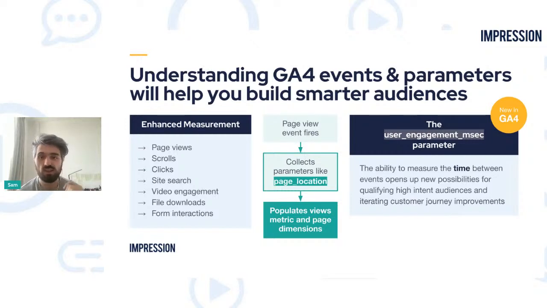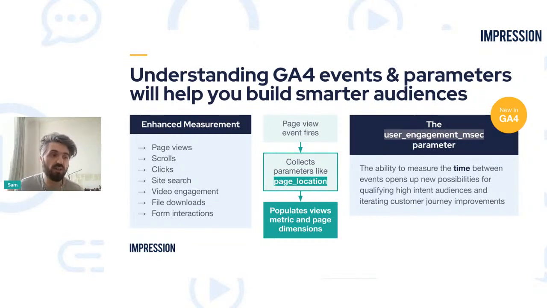page they were on. Now, there's one really, really cool parameter that doesn't exist in Universal Analytics and is the bedrock of making good audiences in GA4, and that's the user engagement MSEC parameter. And this is essentially the time between events, or the engaged time between events that are taking place. So you can select in milliseconds when you're setting up audiences how long you want to wait between certain events before you enter certain users into an audience.